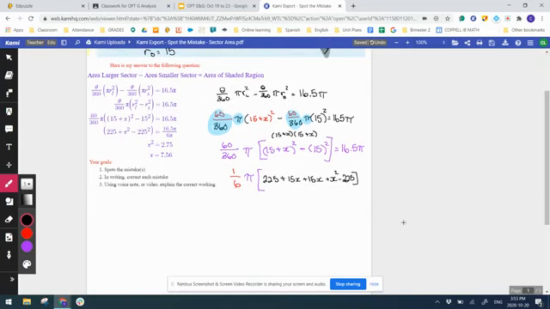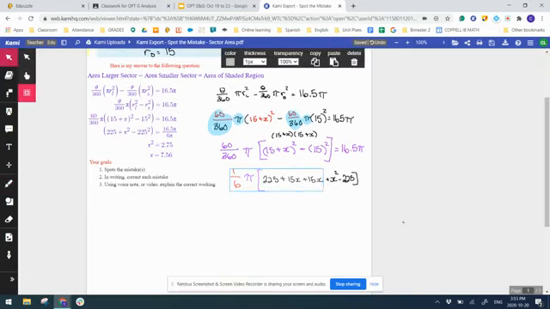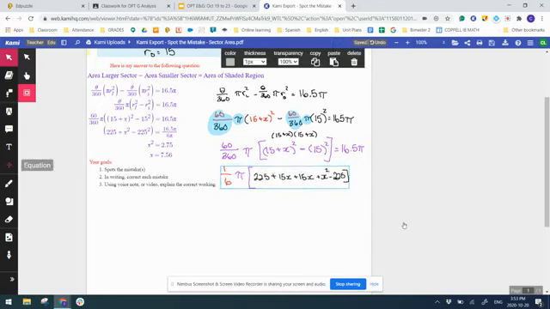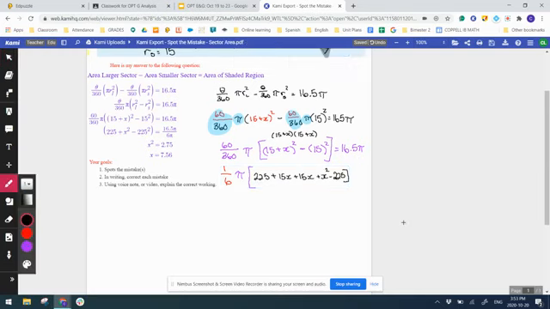Once again, I run out of room. Lord, for technology. And this is still equaling 16.5.